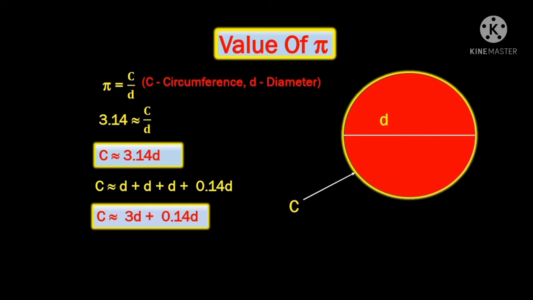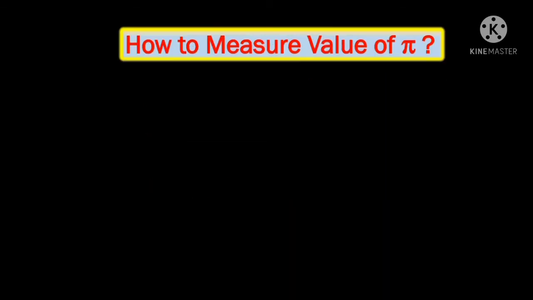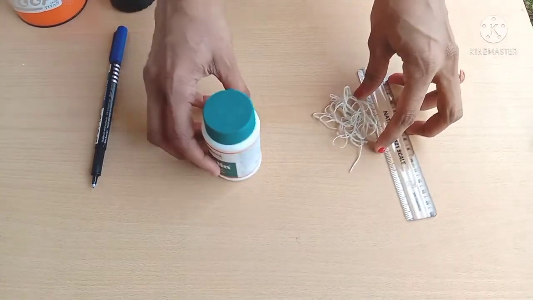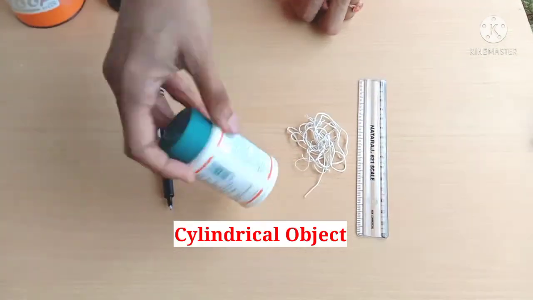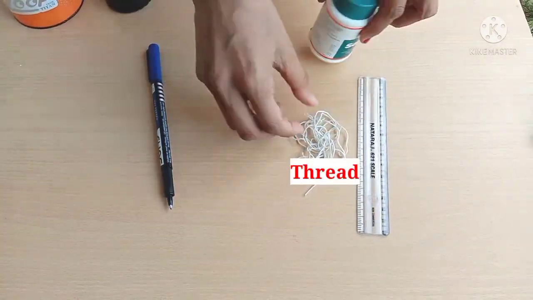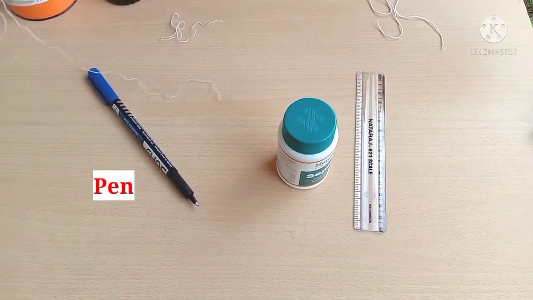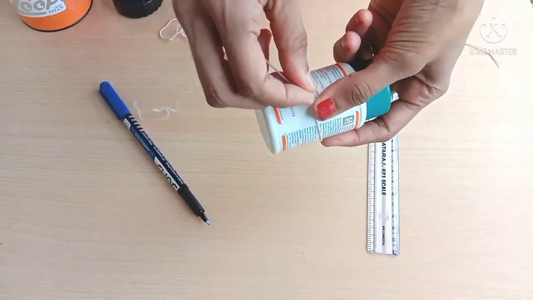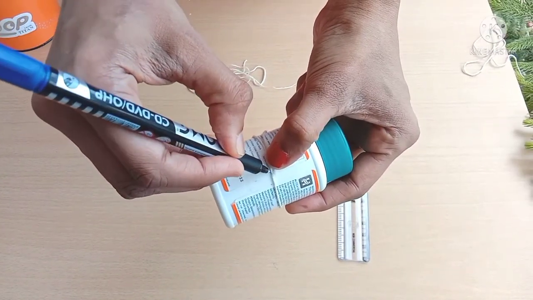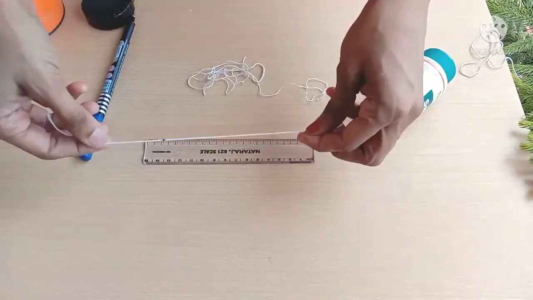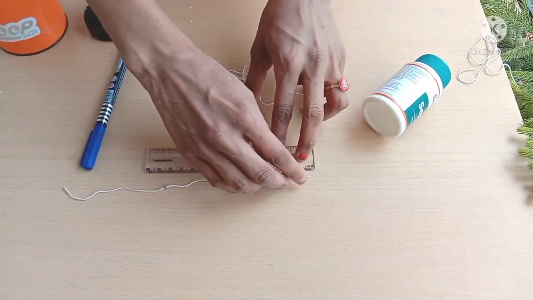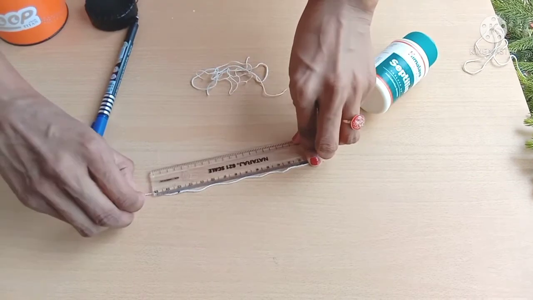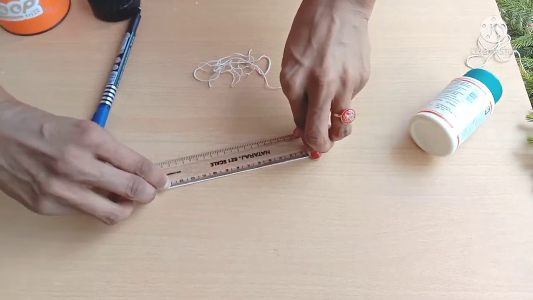And now friends, let's quickly see how we can measure the value of pi using objects easily available at home. It's going to be super simple. Now, in the first method, all you will need is any cylindrical object like this, a roll of thread, a ruler, and any pen for marking. Now, wind the thread tightly around this cylinder and put a marking where one round is exactly completed. Now, using a ruler, measure that length of the thread. This will give you the circumference of the circular area.